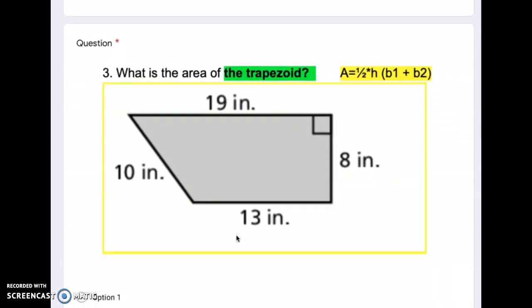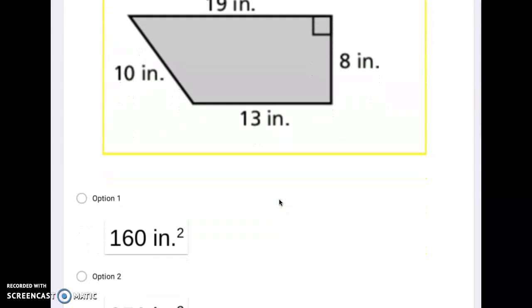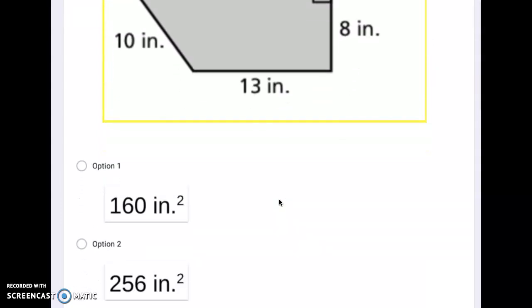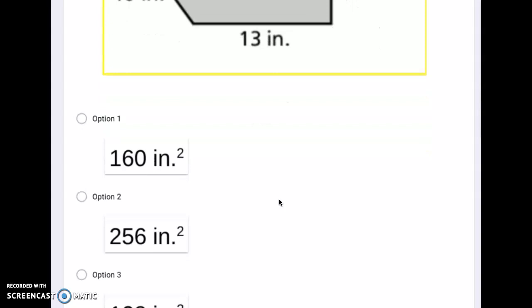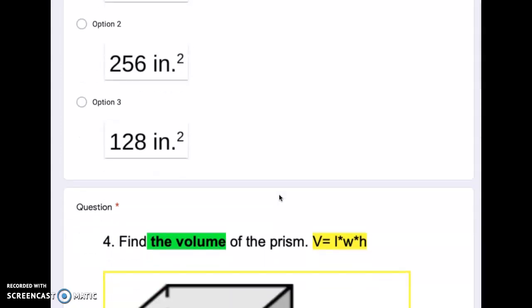Number 3, what is the area of the trapezoid? What's highlighted in yellow to the right is what the area of a trapezoid formula is. You're going to plug in what you know and solve. Your choices are 160 inches squared, 256 inches squared, or 128 inches squared.